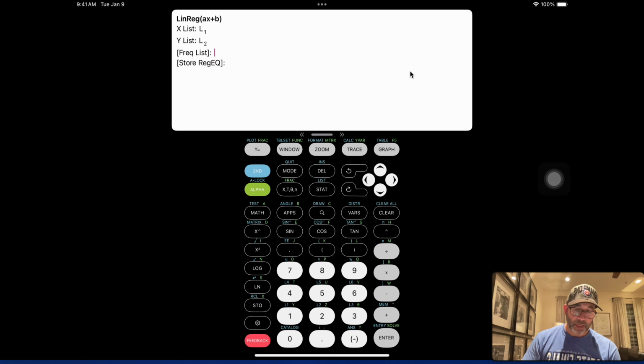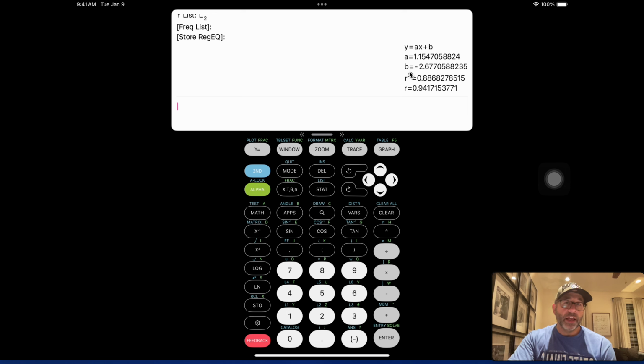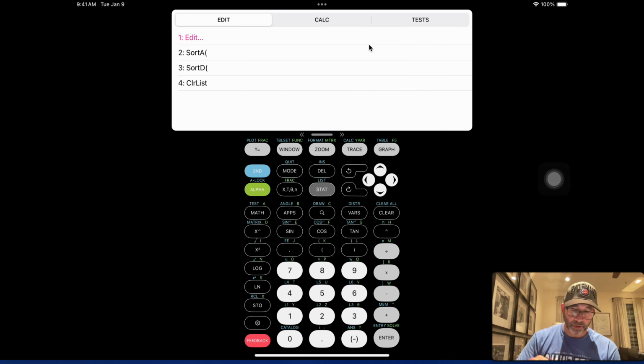Hit enter, and then we're going to hit enter again. And what that will do is take us to the screen. And you can see right here, it gives us an r squared value. That r squared value, when we look at it, is 0.886, I believe. Let me see here.